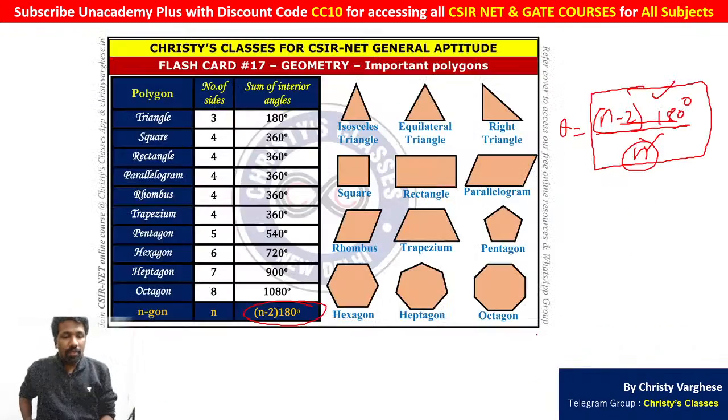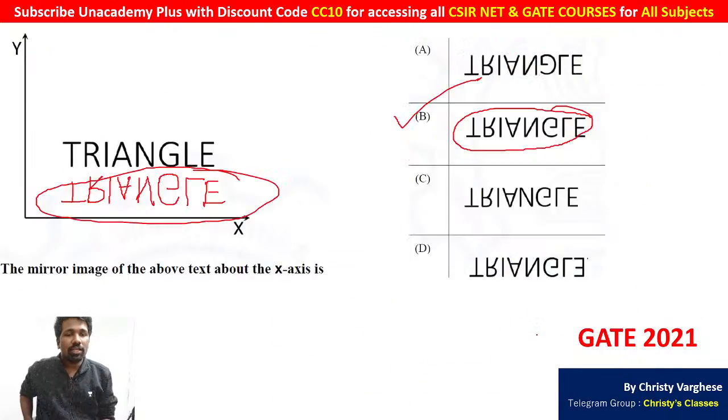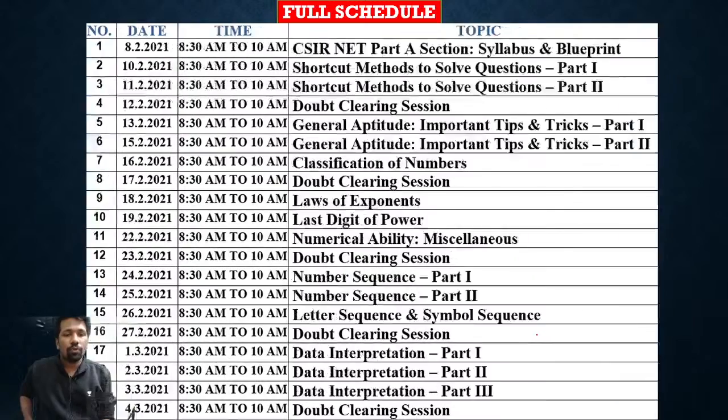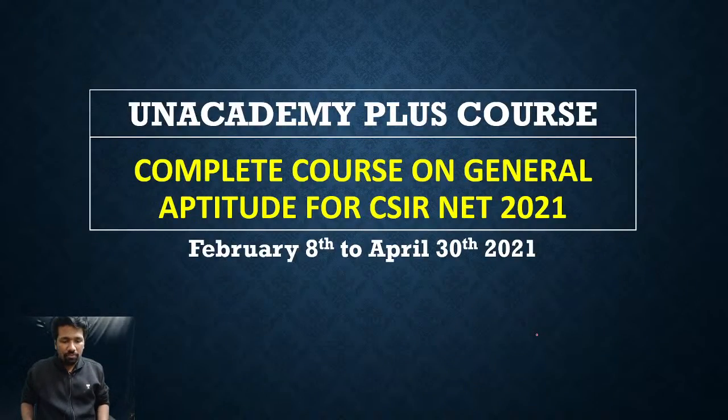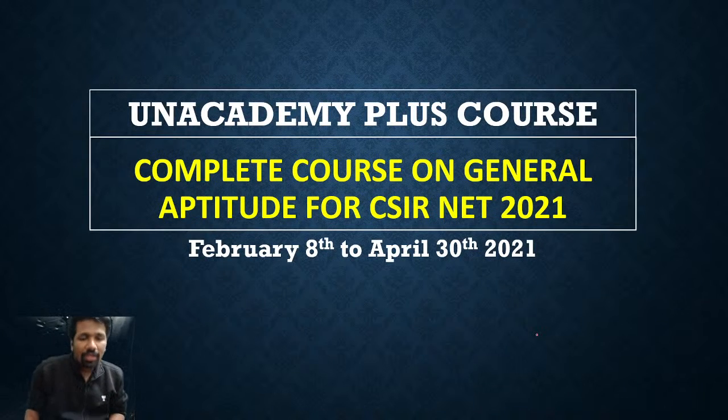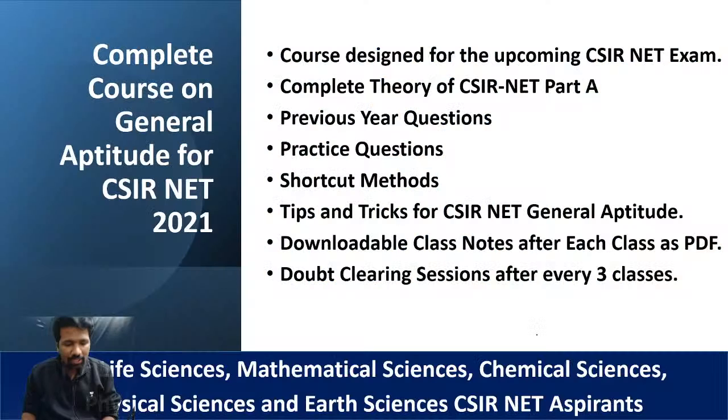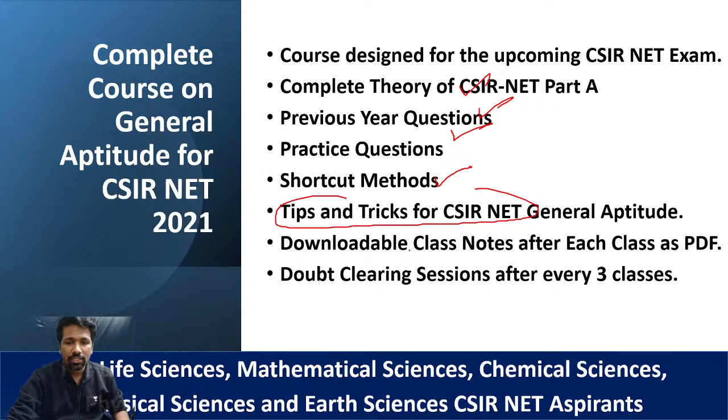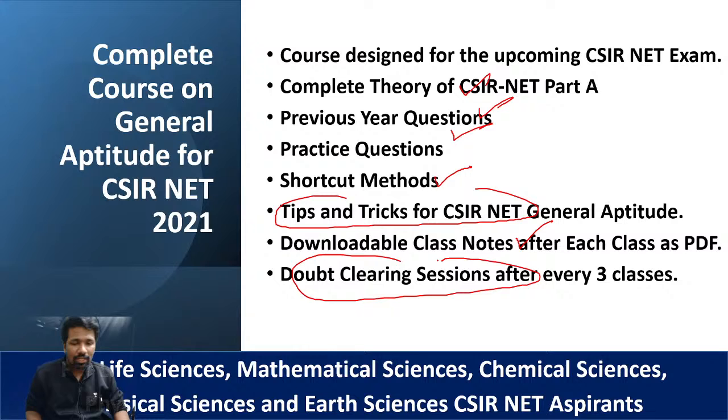Yeah, those of you who asked me about Plus courses of CSIR-NET General Aptitude: this is the current full course available, a complete course on General Aptitude for CSIR-NET 2021. It's a 3-month course which started two weeks before, and the complete syllabus of CSIR-NET Part A will be covered in detail. It's complete theory, previous year questions, practice questions, shortcut methods, tips and tricks for the CSIR-NET Part A section, and notes will be available as PDF, and there will be a doubt clearing session after every 3 classes.